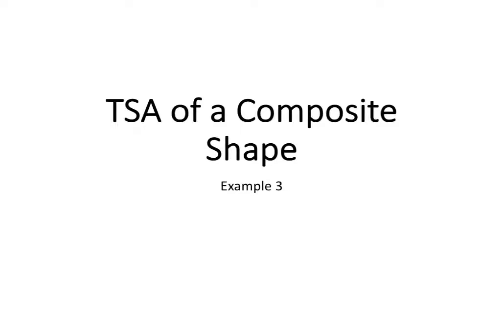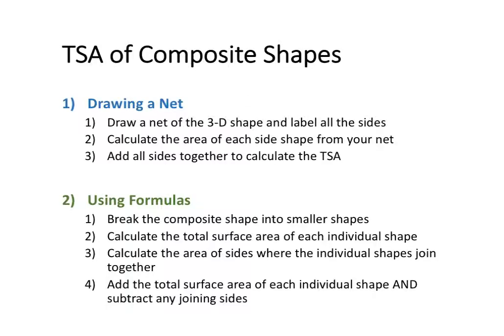In this video, we're going to have a look at how to calculate the total surface area of a composite 3D shape. When you're finding the total surface area of a composite shape, there are two different methods you could use. The first one is drawing a net, which consists of the individual sides that are present within the composite shape, calculating the area of each of those shapes that make up the composite shape, and then adding all of those shapes together to find the total surface area.